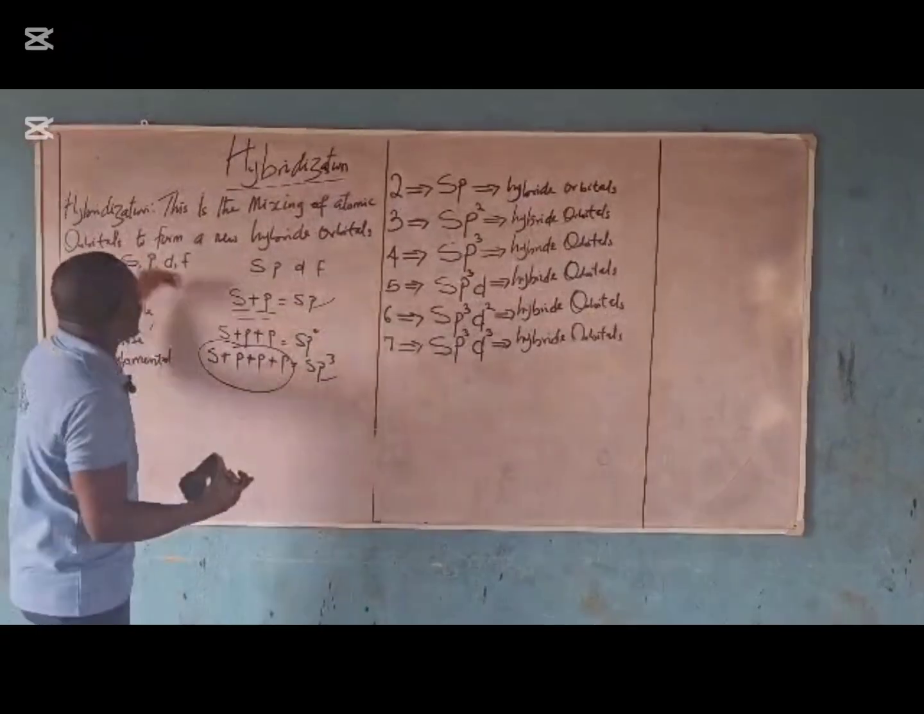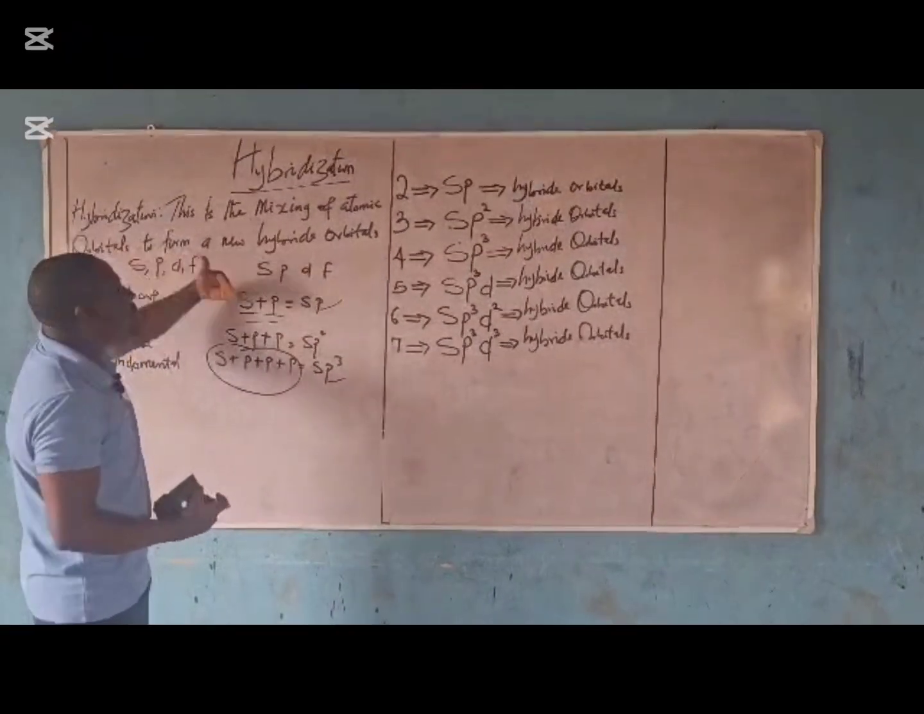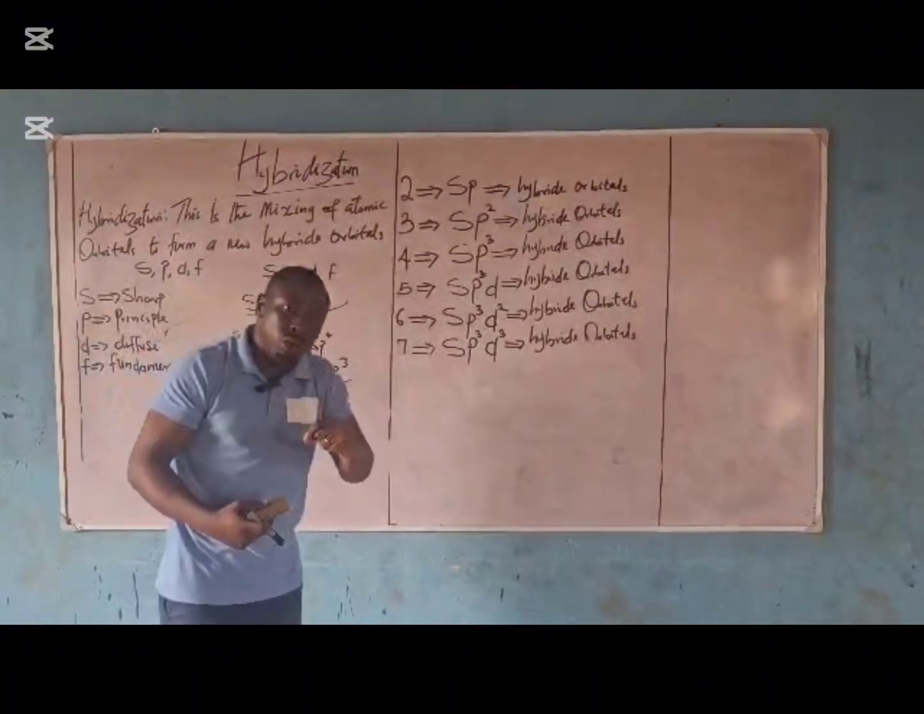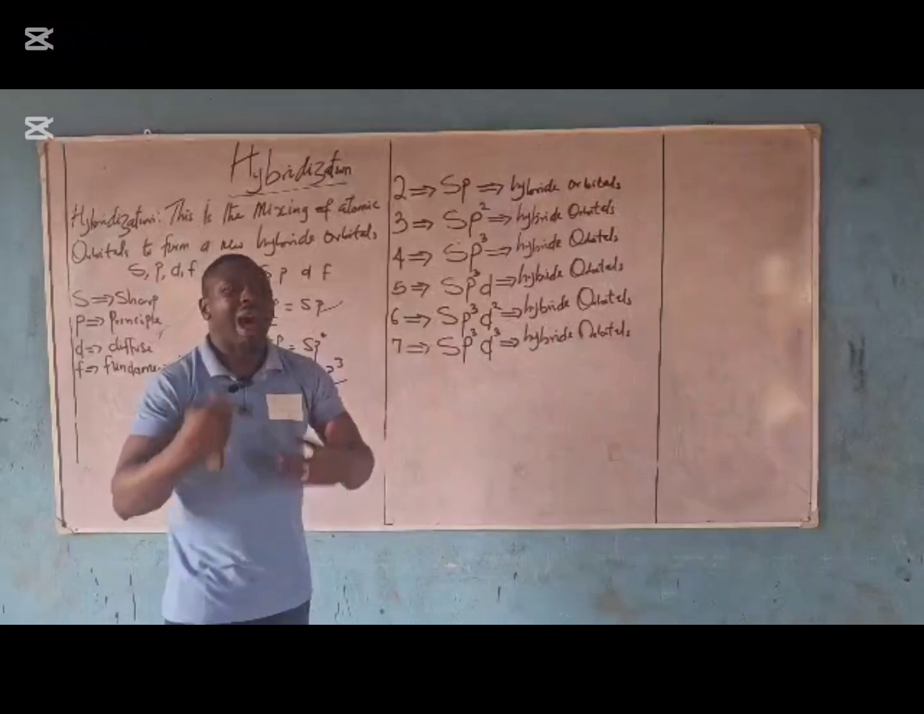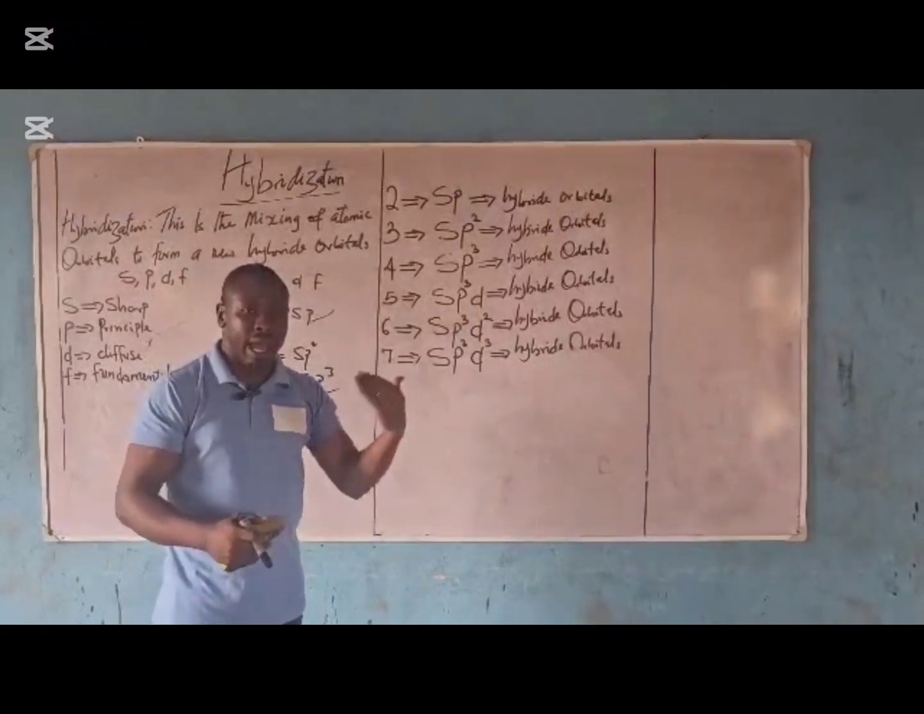So like I said, hybridization is the mixing of atomic orbitals to form new hybrid orbitals. What are orbitals? A region in the nucleus where electrons can be found. And we have different types of orbitals: the S, the P, the D, and the F.